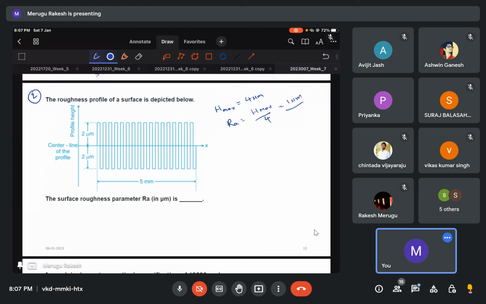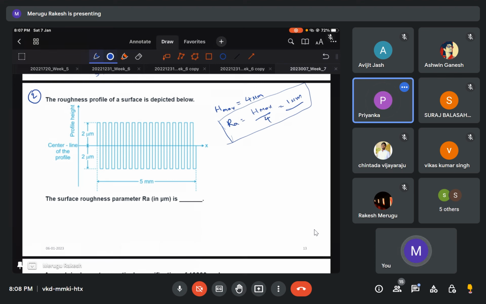No, sir. Why? Because they have given 2 micrometer and 5 mm. We should use another formula, right? So I should not use this formula since I have the complete picture in my question. I have all the peaks, the number of peaks and the cutoff length, everything is there. In that case, I should not use this formula. Instead, I should use the other formula, the sum of these lengths divided by n.